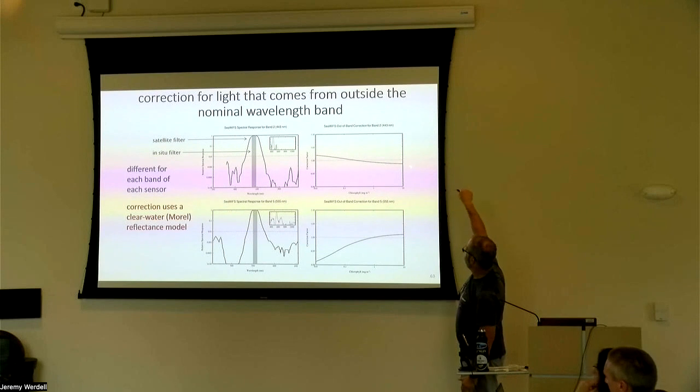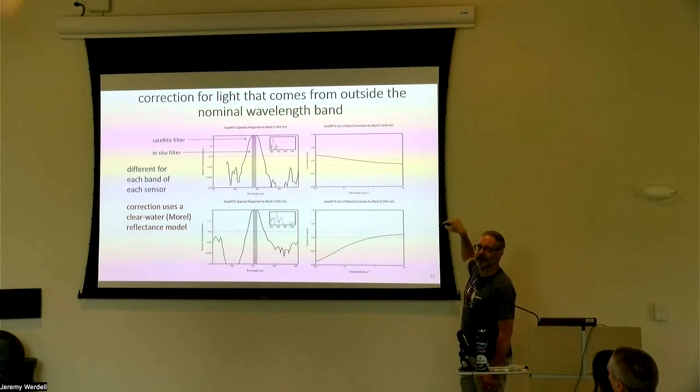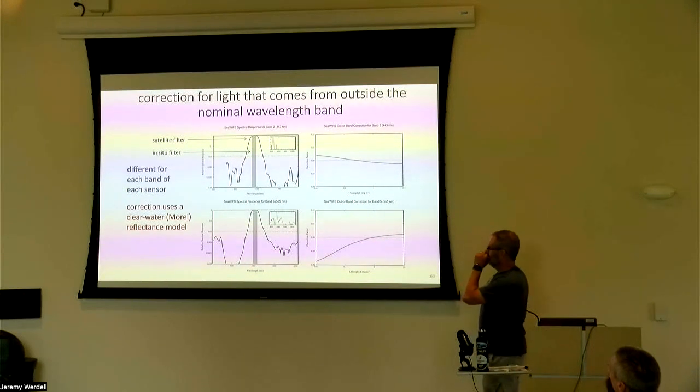The factor can be somewhat benign. In this case, you're talking about 2%. In other places, it can be up to 8 or 9%. SeaWiFS had a really, really bad leak in one of its filters that had to be adjusted for. So it's different for each band of each sensor, and we use a clear water reflectance model to adjust for it.